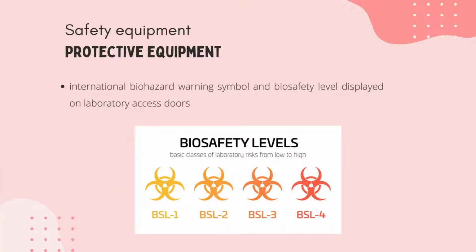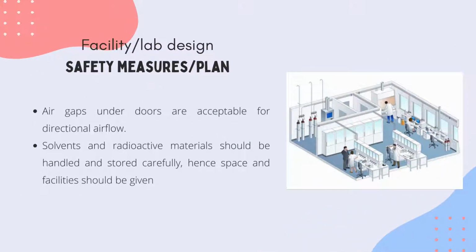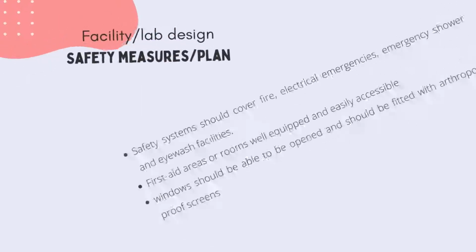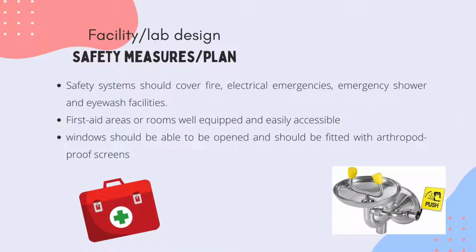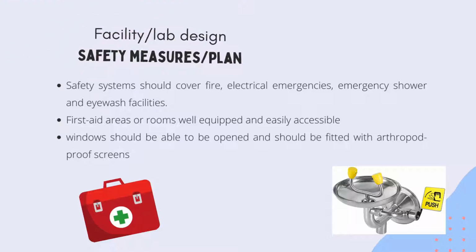The International Biohazard Symbol and Biosafety Level are displayed on lab doors. For directed airflow, air gaps under doors are suitable. Solvents and radioactive materials should be handled and stored carefully, hence they need more space. Safety systems should cover fire, electrical, showers and eyewash emergencies. First aid areas are easily accessible. Windows should be opened and fitted with arthropod-proof screens.